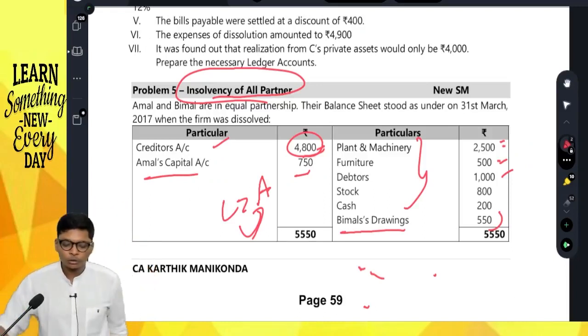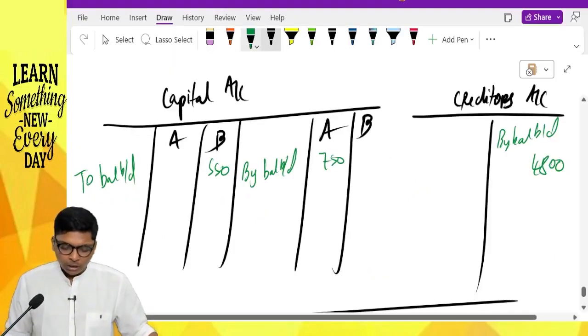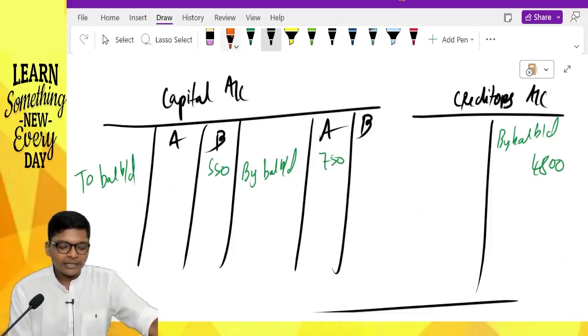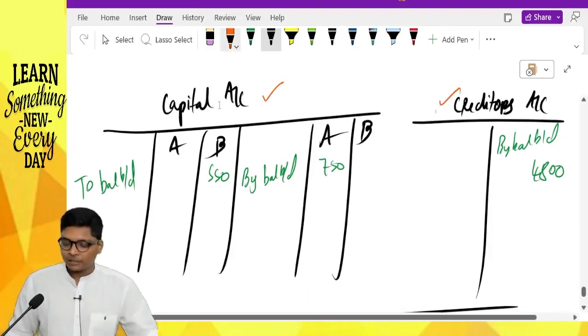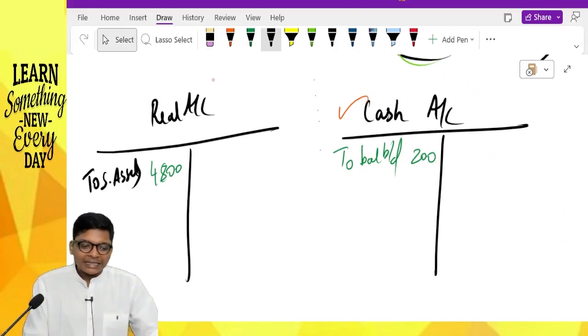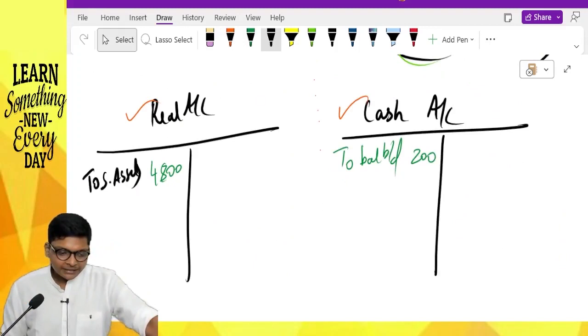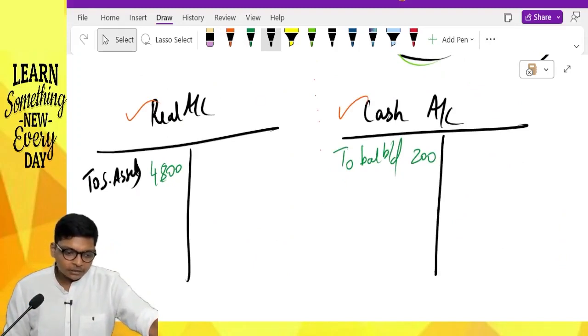That's all you are going to do. Nothing else apart from that. I will again show you. In the capital account transfer opening capital balance, in the cash account transfer opening cash, in the creditors account transfer opening creditors, in the realization account transfer the assets. Are you all with me, guys?